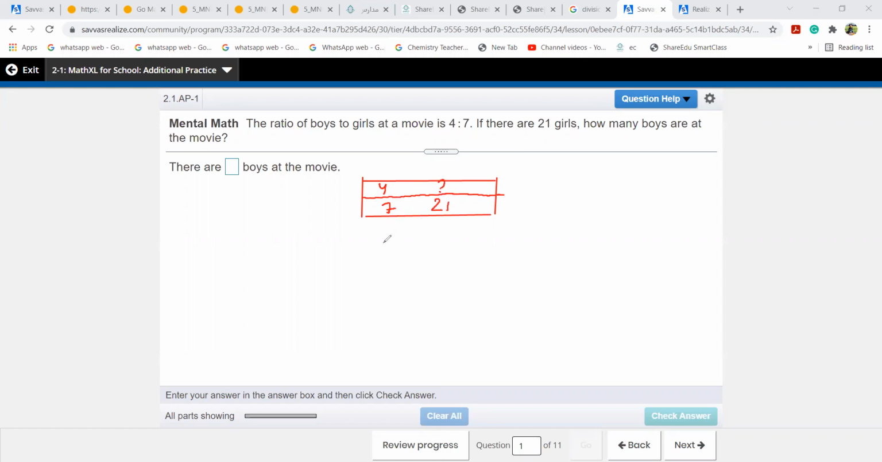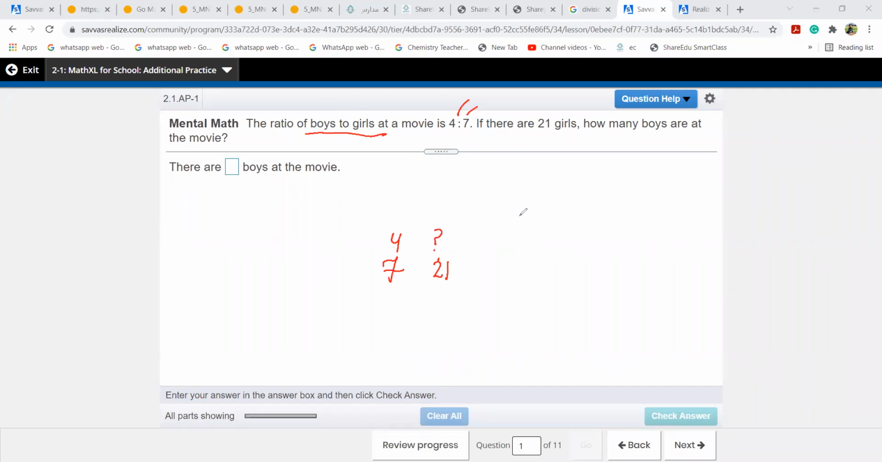Simple. 4 boys, 7 girls, 21 girls, how many boys? 4 boys, we have 7 girls, because they have given the ratio of boys to girls. See here, they gave us boys to girls. So 4 boys, 7 girls, so 21 girls, and how many boys? Let me put a proper question mark.